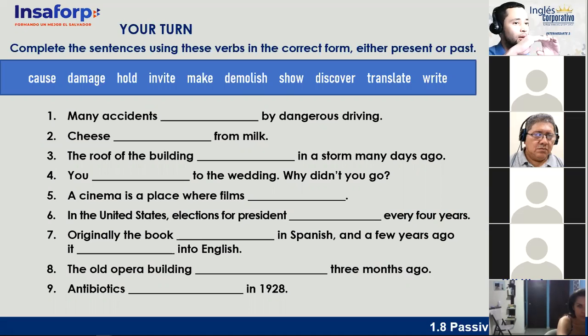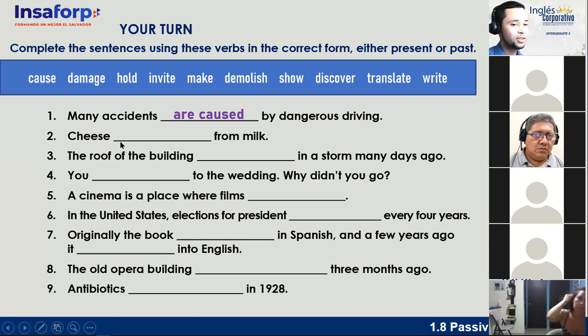Si es algo que sucede de forma general, vamos a ocupar present. Pero si es algo específico en el pasado, vamos a ocupar past. Así que many accidents are caused by dangerous driving. Ya ocupamos cause. Ya no lo vayan a ocupar ustedes, ¿de acuerdo? El verbo principal es en past participle. Pero lo que determina en este caso si es presente o pasado es el verb be, lo que está antes. ¿Sí? Vamos a hacer dos ejemplos más y les voy a dejar los otros a ustedes.